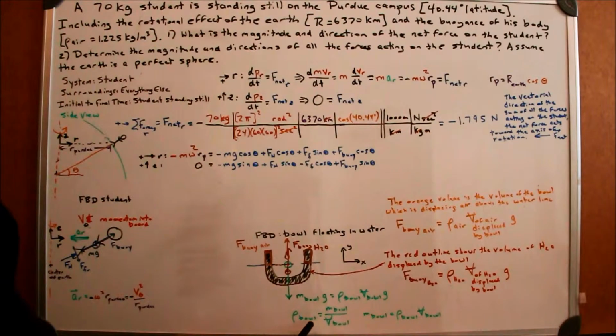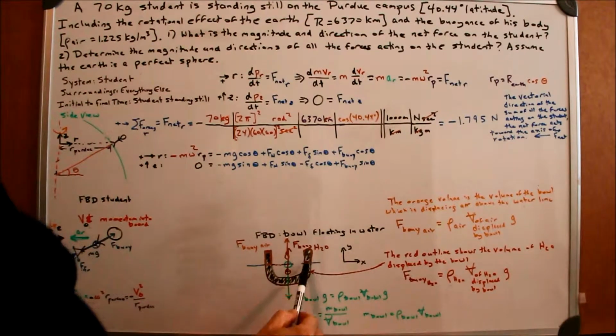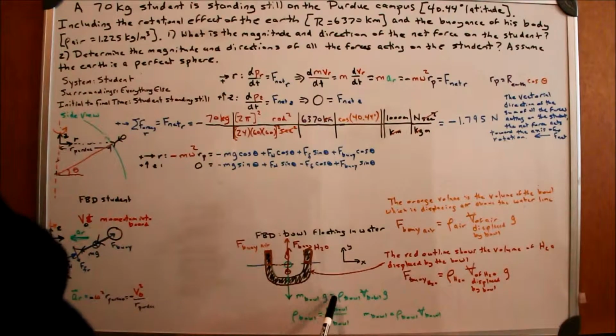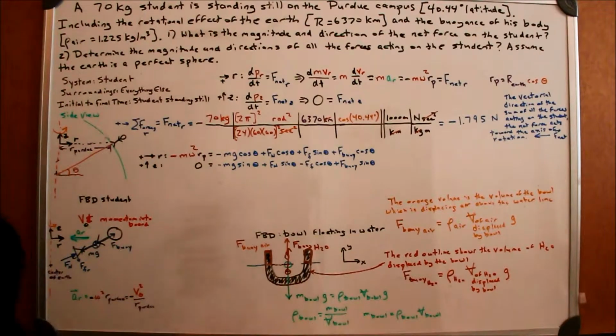We know that another way. Density is mass over volume, so mass is density times the volume of this bowl material. So another way to write this term would be the density of that bowl material times the physical volume of that bowl material times g.